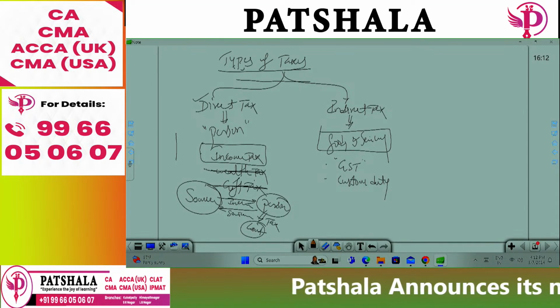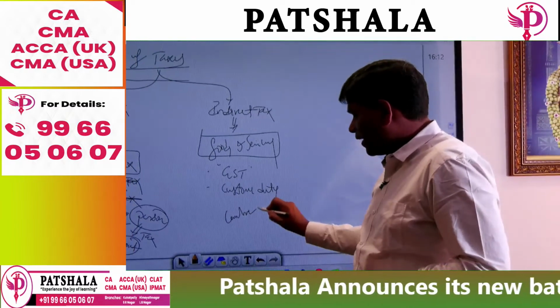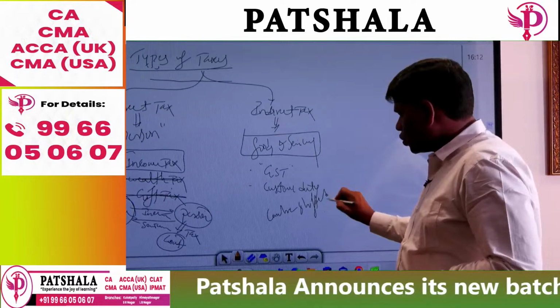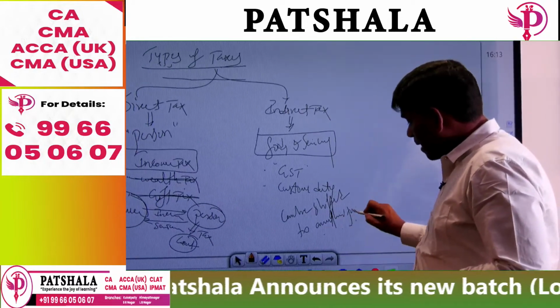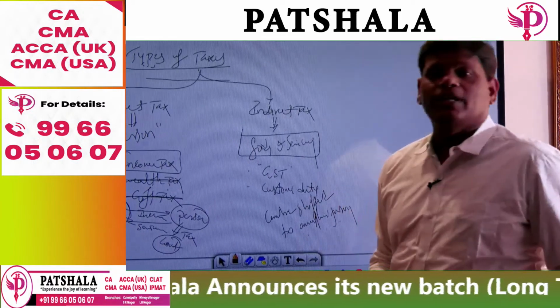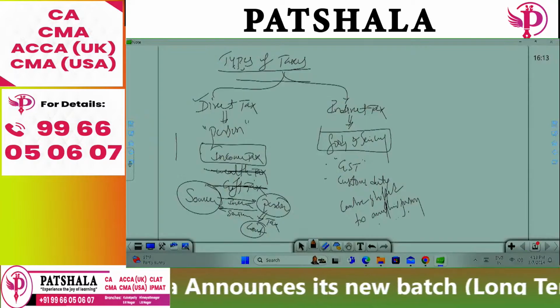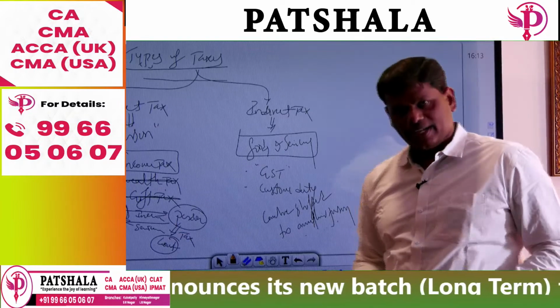Now the best example for these indirect taxes: these are those taxes where the tax burden can be shifted to another person, where I am ready to shift the burden and the other person is ready to take the burden also. Such types of taxes are indirect taxes. Okay, now the example to understand indirect taxes.